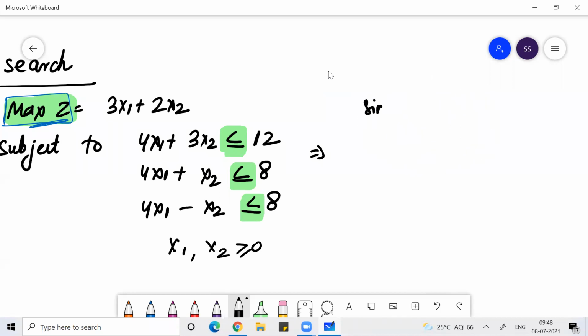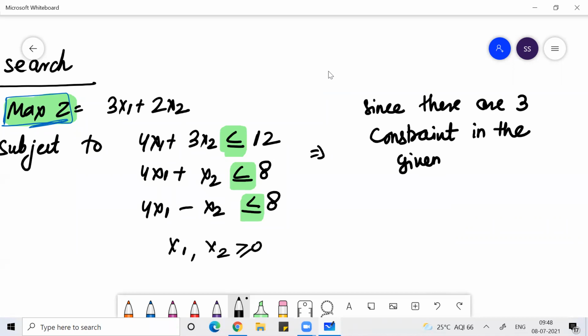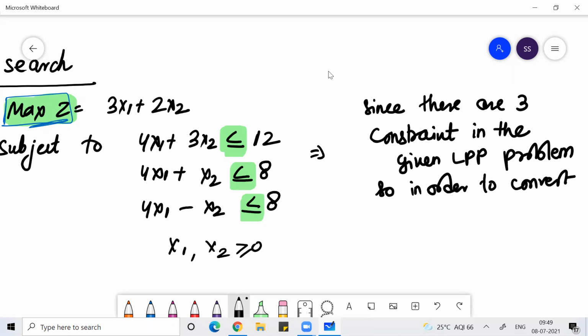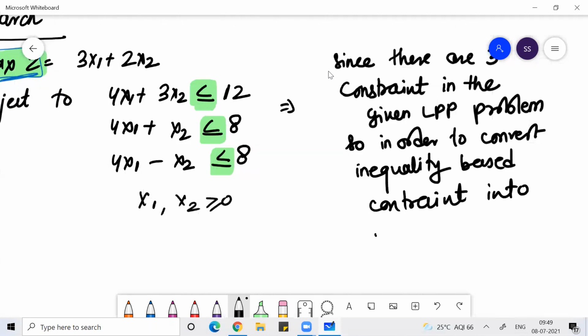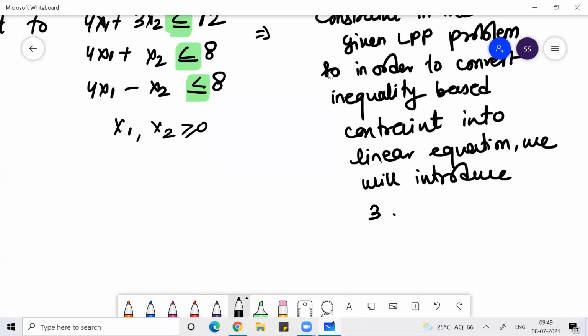Since there are three constraints in the given LPP problem, in order to convert the inequality based constraint to linear equation, we'll introduce three slack variables.